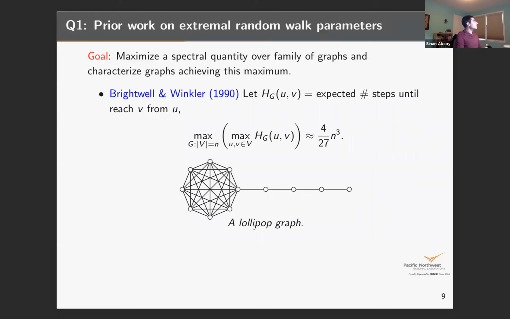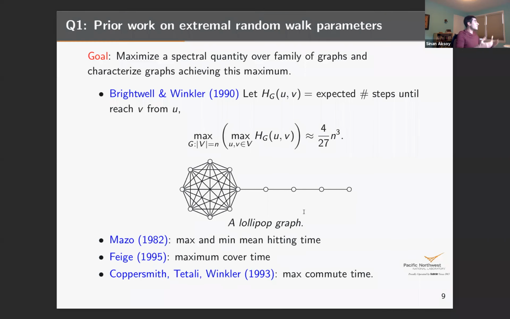So one really well-known example in this area is from 1990 by Brightwell and Winkler. They looked at something called the hitting time. This is the expected number of steps it takes to get from one vertex to another. Namely, they looked at the maximum hitting time over all pairs of vertices, and then over all n-vertex graphs. They showed that this is about 4/27 n cubed, and that this is achieved by something called the Lollipop graph, which is pictured here.